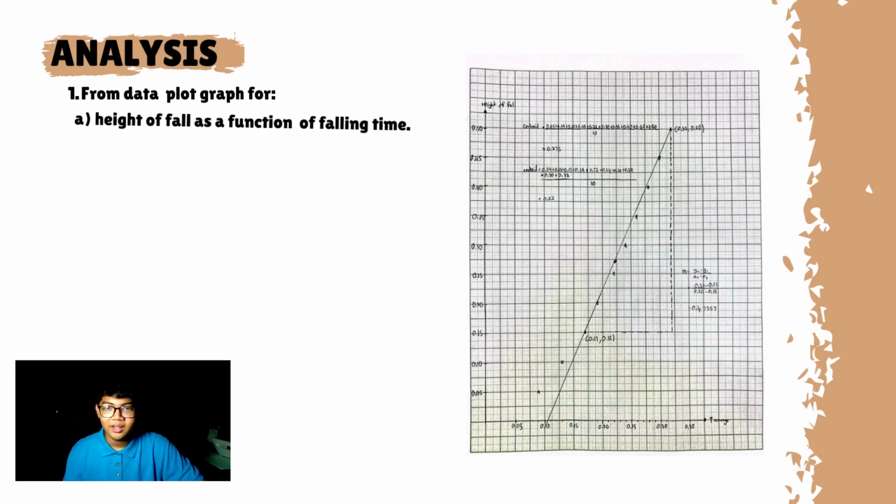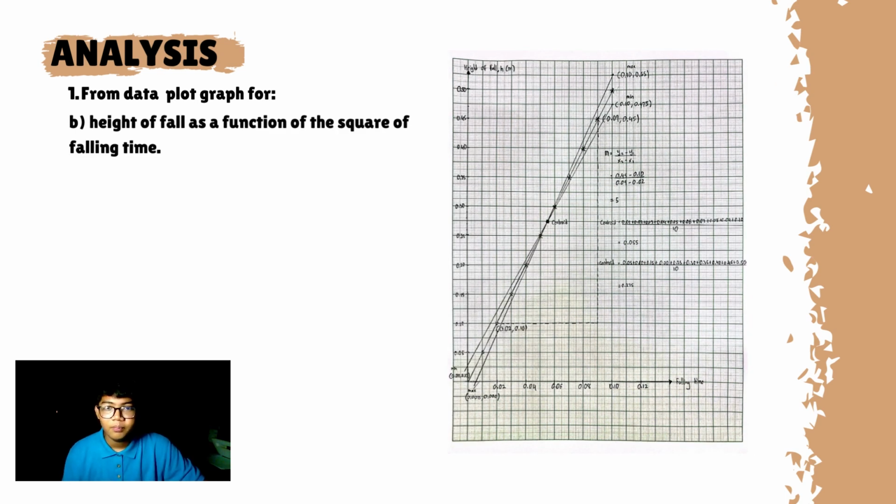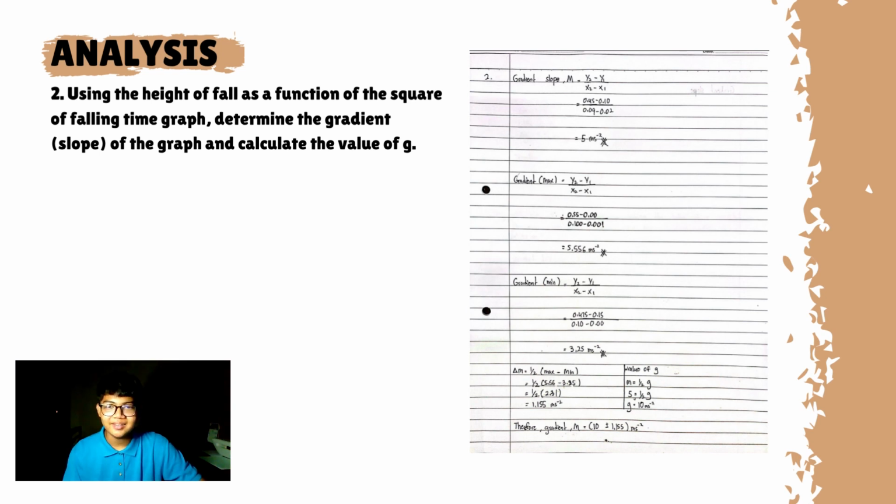Next is the analysis part. For the first analysis, from the data that we have collected, we plotted a graph for height of fall as a function of falling time. We also plotted a graph for height of fall as a function of the square of falling time. For the second analysis, we use the graph of height of fall as a function of the square of falling time to determine the gradient of the graph and calculate g. As you can see there, that is how we determine the gradient of the graph and calculate g.